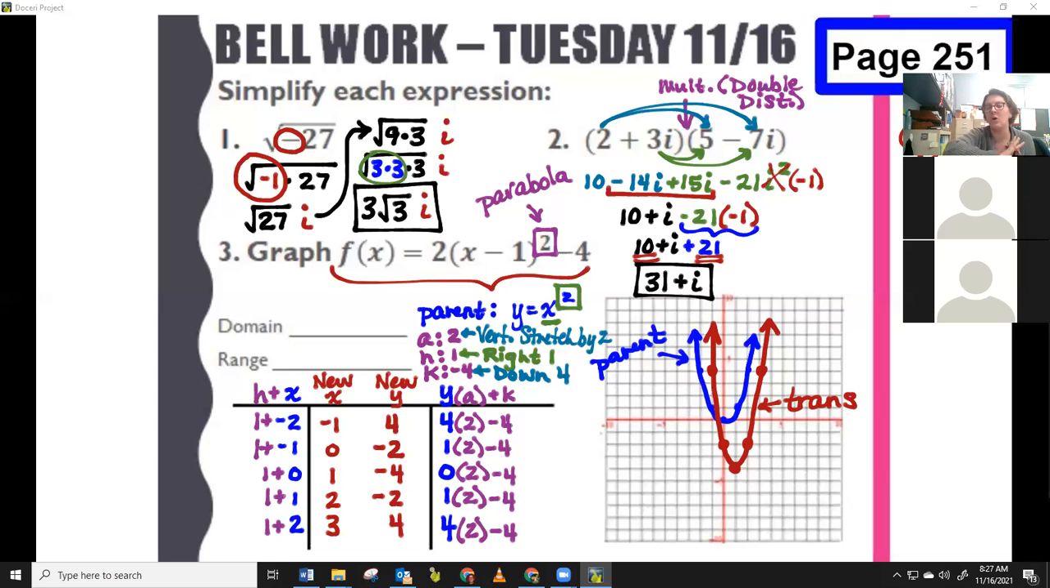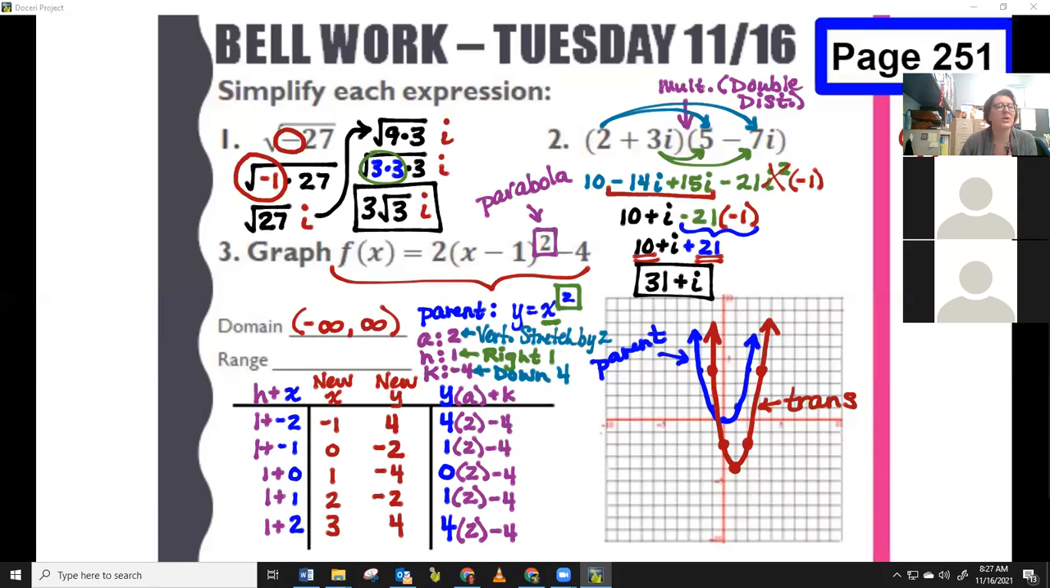The domain for all parabolas. This is everything I am allowed to use for x. Infinity. Yes, -infinity to +infinity. There is no restrictions at all on the things that I'm allowed to square.